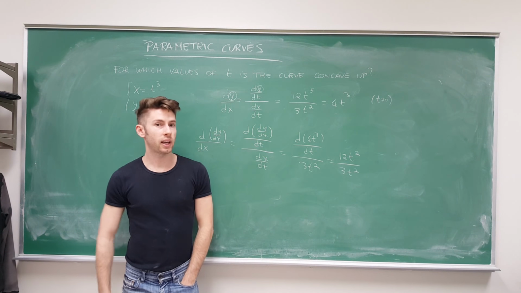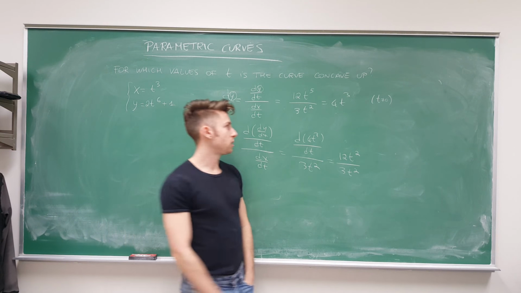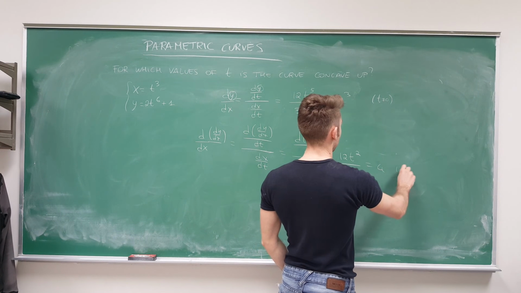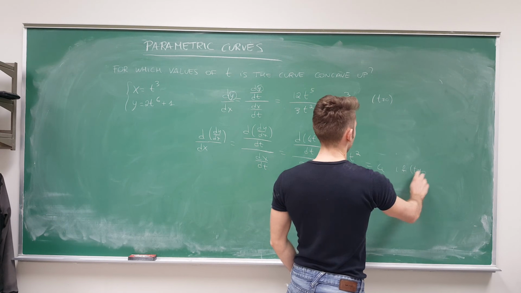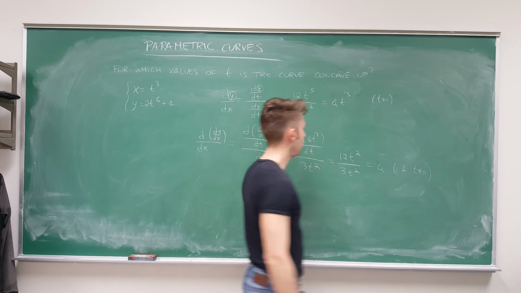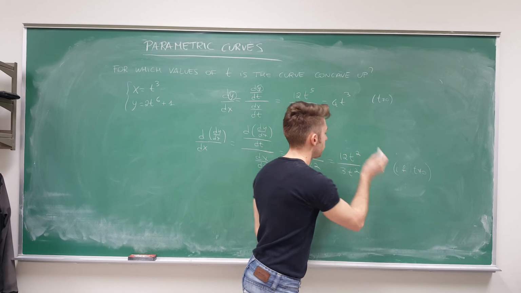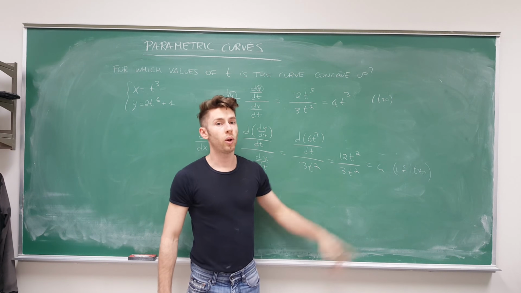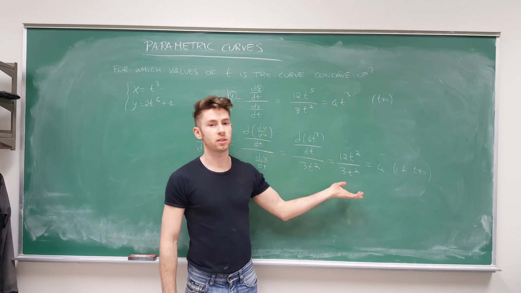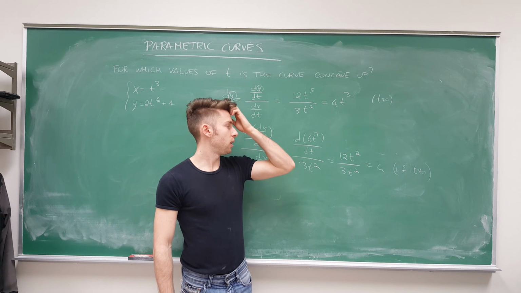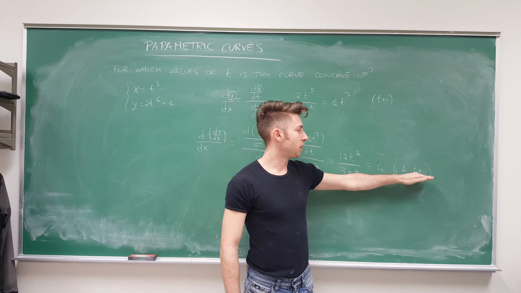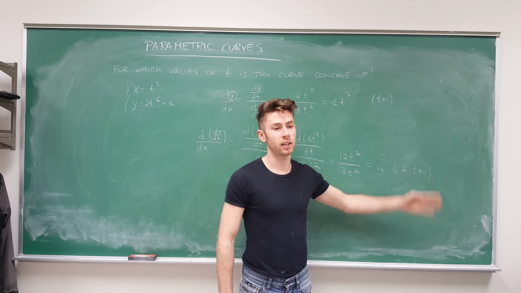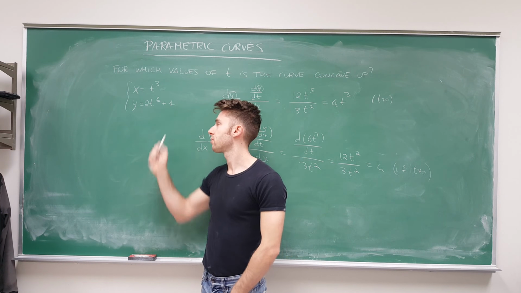So now again, it looks like I can simplify provided t is non-zero. This is equal to 4. So for which values of t is this positive? Well, for all values of t, because that's 4. That's always positive.